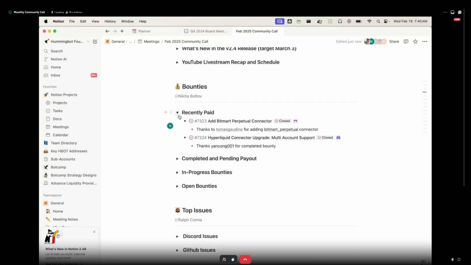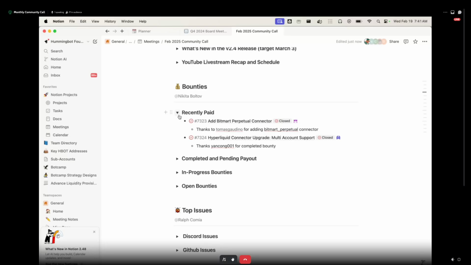We recently paid out a couple of bounties, so thank you to the developers who worked on these. I want to give a shout out to Tomas, who built a BitMart perpetual connector. BitMart is one of the exchanges I just mentioned. They're actively supporting their connectors using the bounty system because they're a recent fee share partner of the foundation. They funded the development of this perpetual connector, and I think they're also funding some improvements in their spot connectors right now as well.